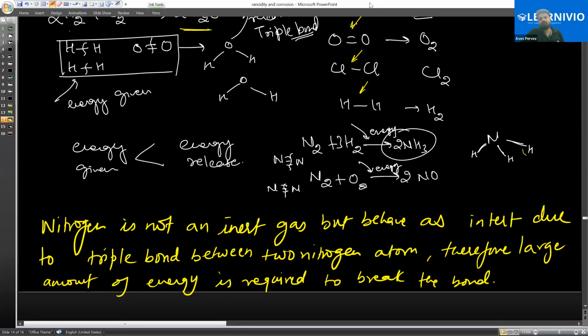Nitrogen is not an inert gas. It behaves as inert due to the triple bond between the two nitrogen atoms. Therefore, a large amount of energy is required. So, what does inert mean? Inert means the gases which have a completely filled shell and do not react with anyone, whose valency is zero, like helium, neon, argon. Noble gases we can call them.